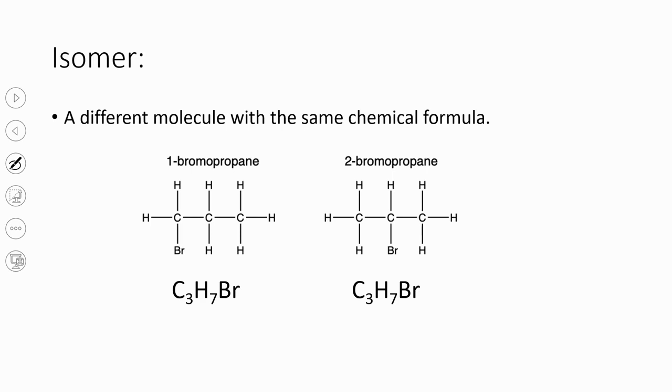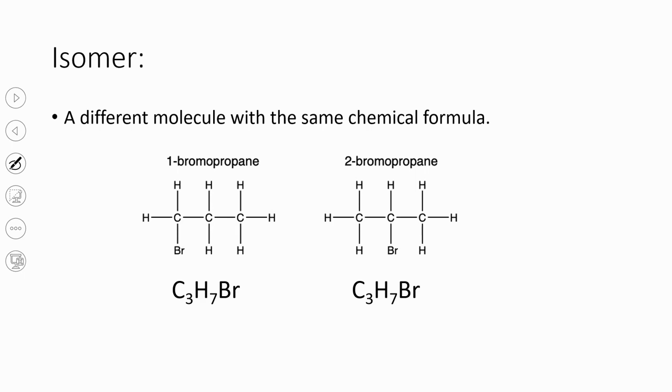So today we're going to talk about constitutional isomers. On your paper, there's examples of isomers. An isomer in general is just a different molecule with the same formula, but it has a little bit different connectivity. So constitutional isomers are different molecules, but they have the same chemical formula. They both have 3 carbons, 7 hydrogens, and bromine, but where the bromine is located is different.